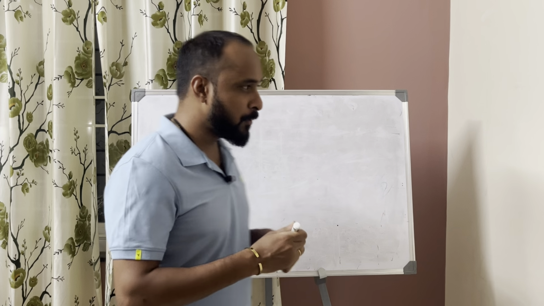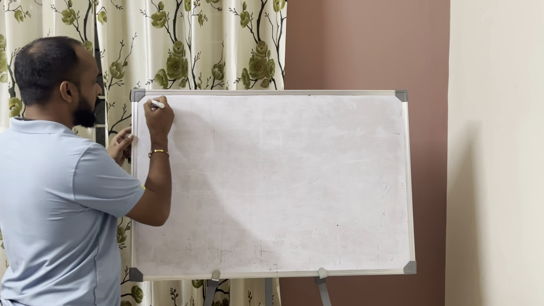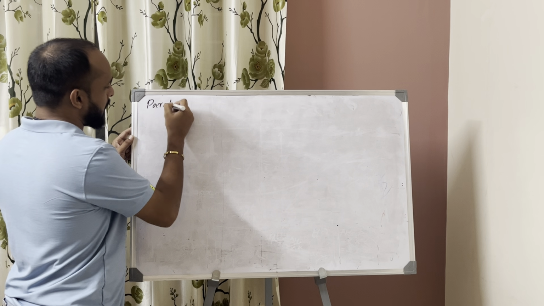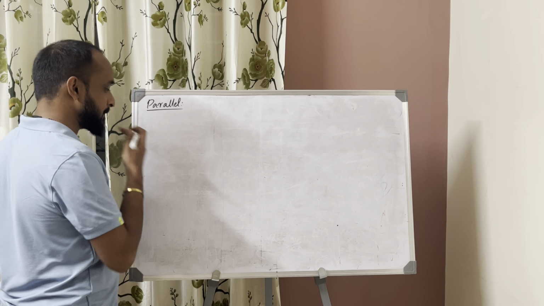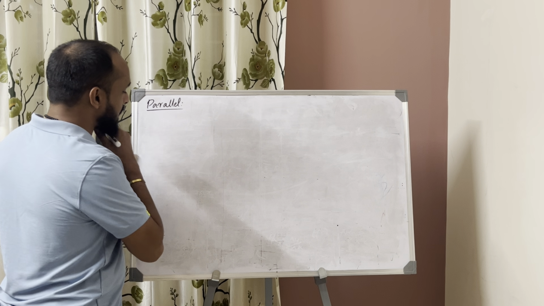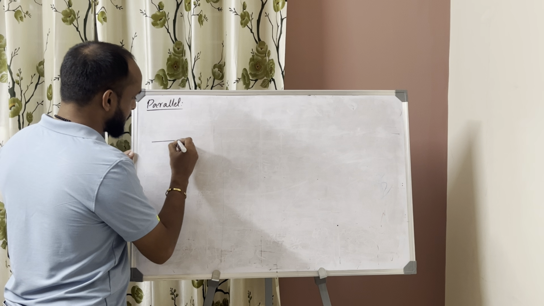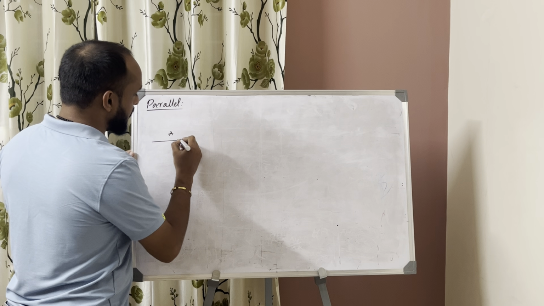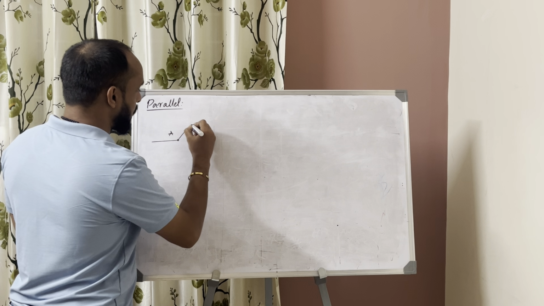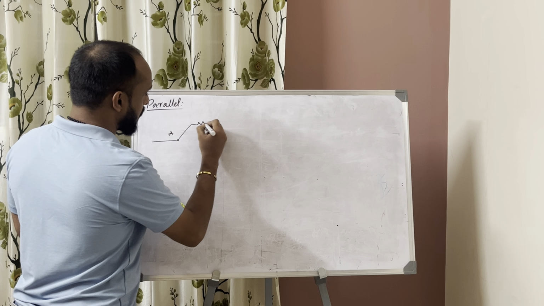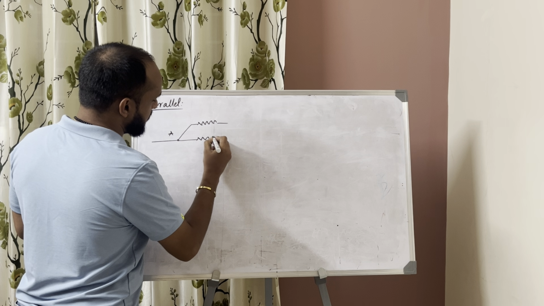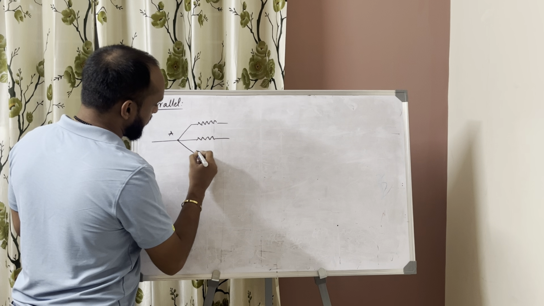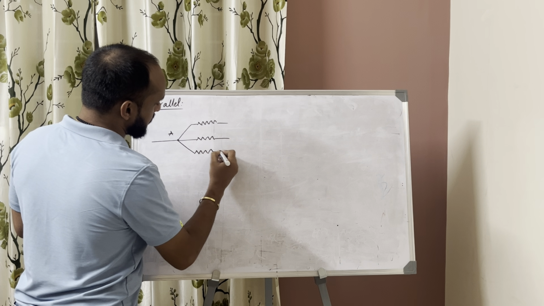Okay. So talking about this parallel circuit, first let's understand how the design basically looks. So let's consider three resistors. This is your point A. It's a junction. Here I'll have one resistor. Here I'll have a second resistor, and I'm having my third resistor.